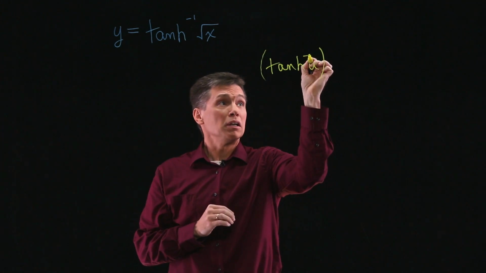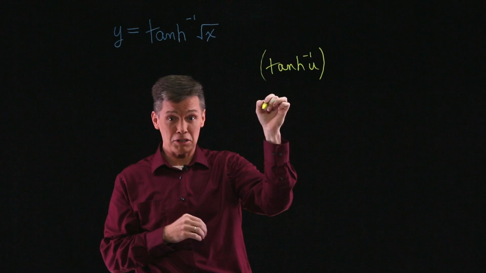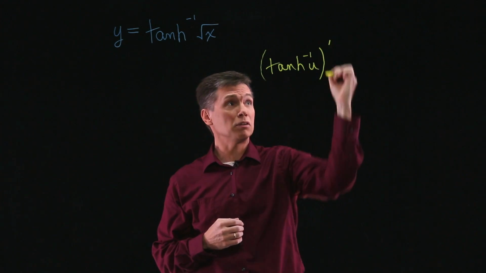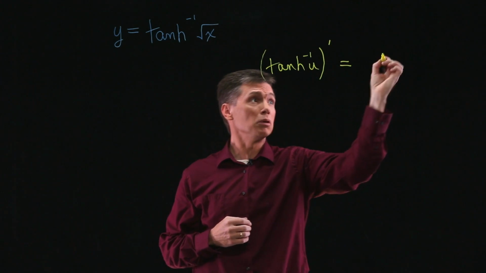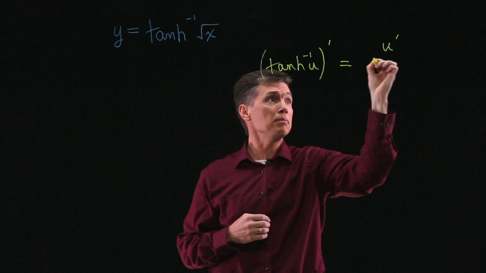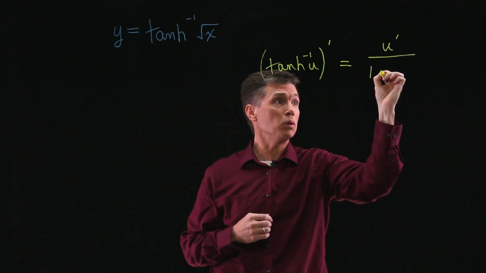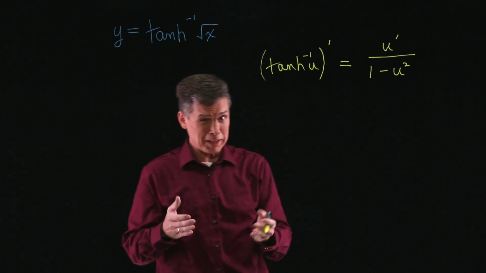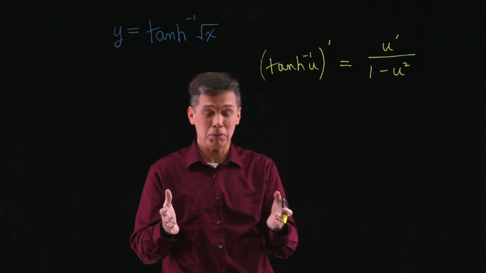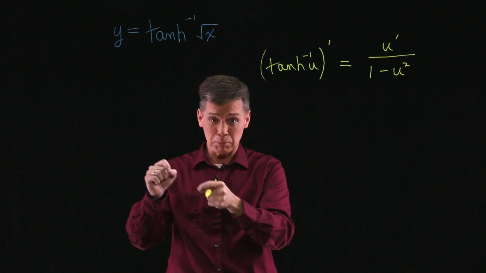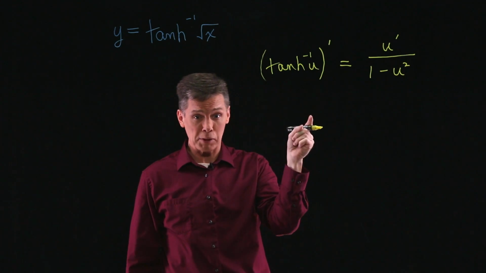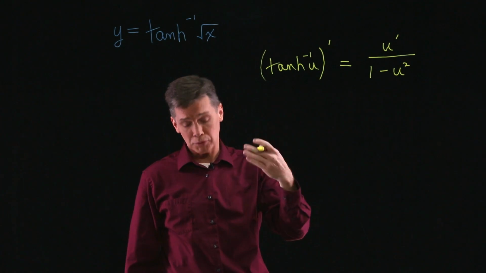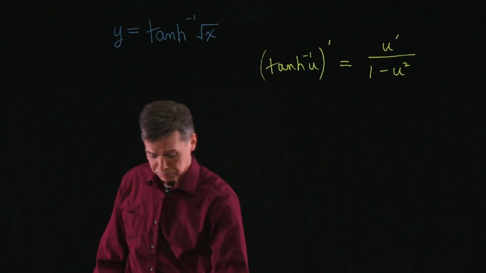So the inverse hyperbolic tangent of u, when you go to take the derivative of it, equals u prime divided by 1 minus u squared. Am I making a big deal about knowing your derivatives? Well, maybe, but that's because, especially in a problem like this, if you know that formula, the problem falls apart. So let's get to the formula now.